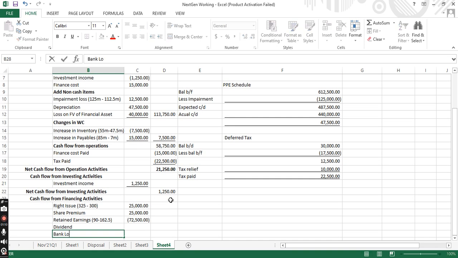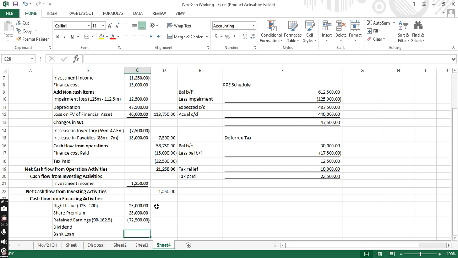So bank loan, is that an inflow or an outflow? It reduced. When your bank loan reduces, it means you have paid some of your loan. You are owing the bank 100,000. You pay them 50,000 out of it. Is that an inflow or an outflow? It's an outflow. We have paid them some money.